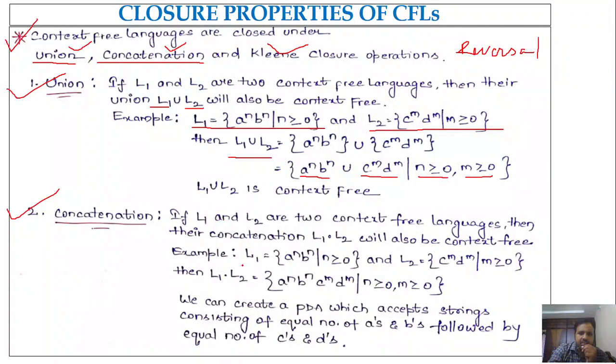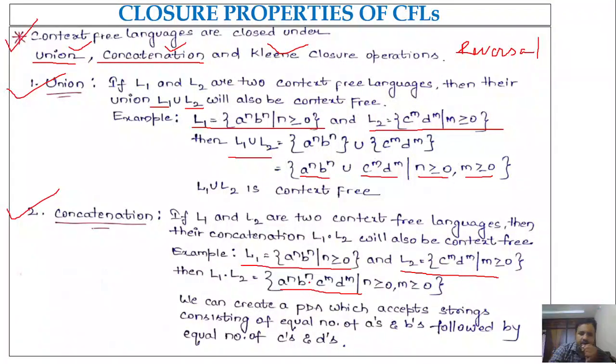So let me consider L1 is a power n, b power n, and L2 is equal to the set of c power m, d power m, such that m is greater than or equal to 0. If you perform concatenation, that means L1 dot L2, you are going to get a power n, b power n, c power m, d power m, right?